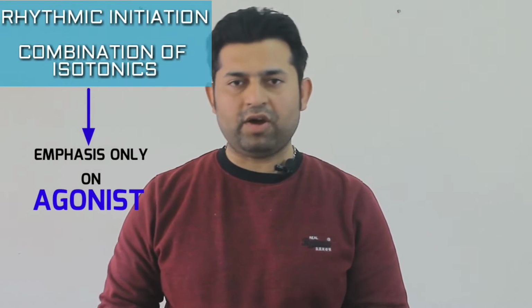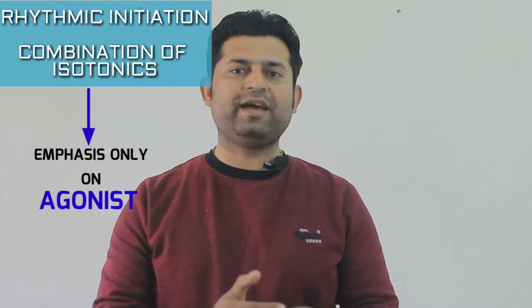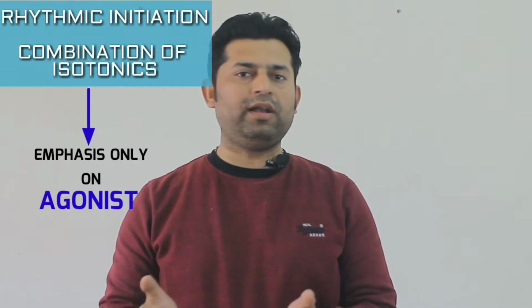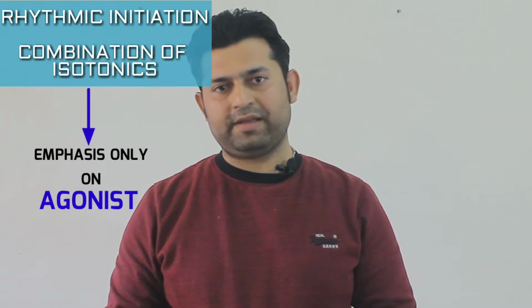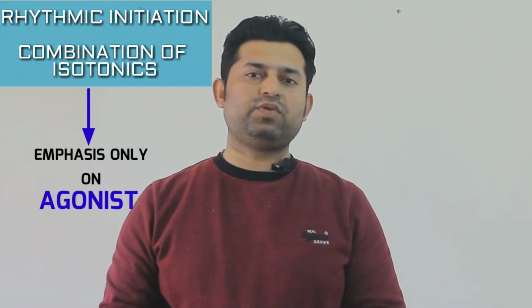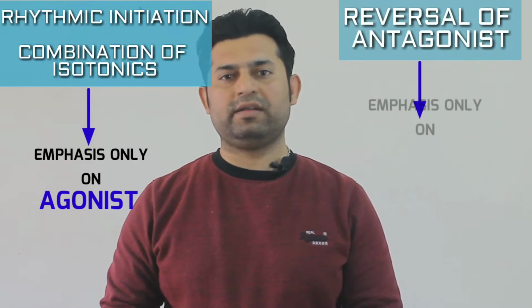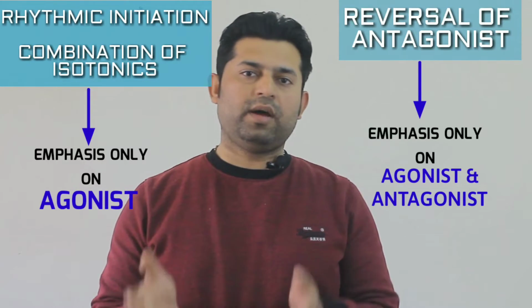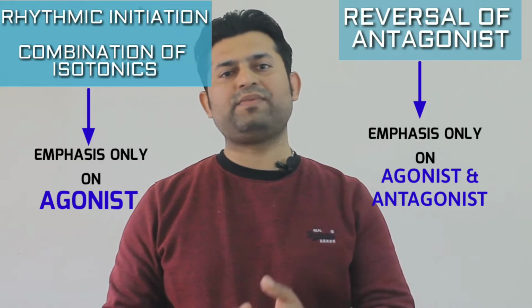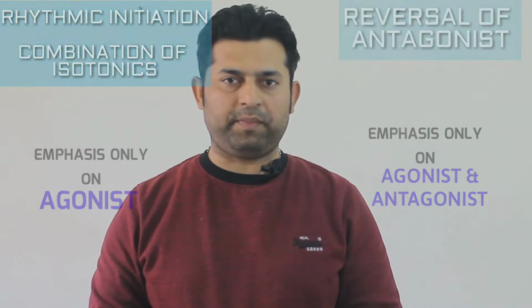Now the previous two techniques that we discussed in detail, that is the rhythmic initiation technique and the combination of isotonics, both were emphasizing activation of a single group of muscles, which is only the agonist. Unlike the previous two techniques, in reversal of antagonist, we are going to concentrate on both the agonist as well as the antagonist group of muscles.